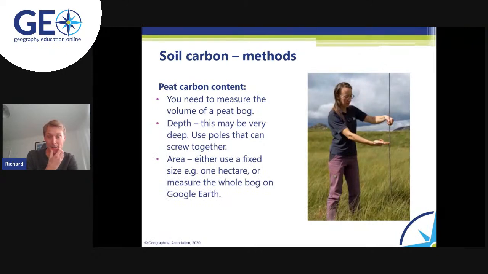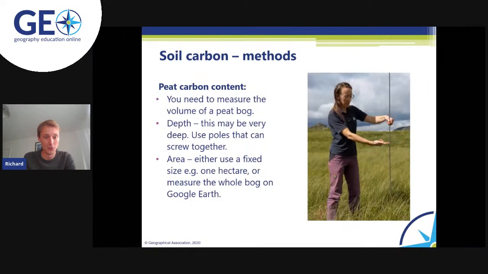That's quite a fun task. It's quite messy. It's quite an enjoyable bit of field work, getting out there and finding out how deep a bog is. Definitely wear wellies if you're going to go and do this. It's very wet. To get the area, you then need to know how big your bog is.